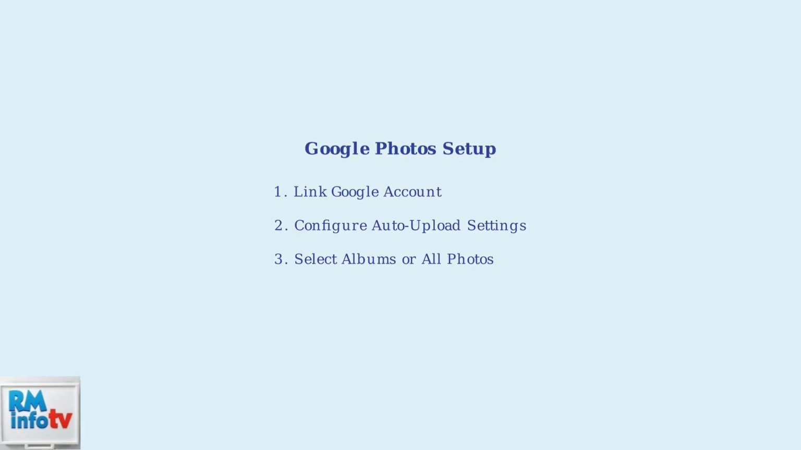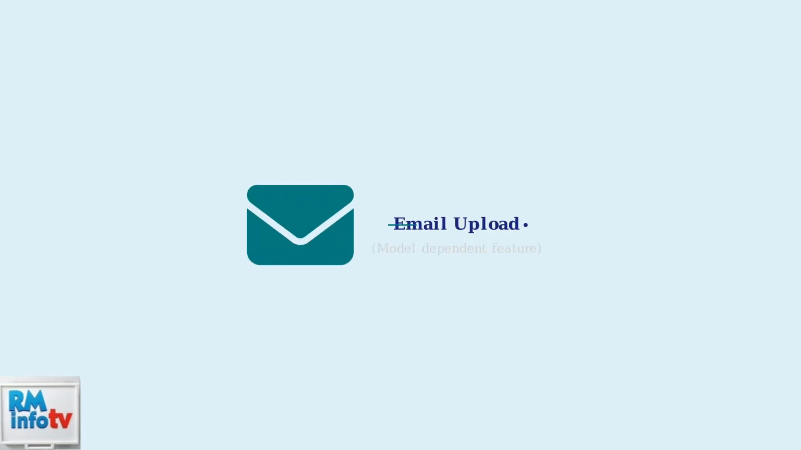To set up Google Photos integration, you'll link your Google Photos account to your Aura frame and configure settings for automatic uploads. You can choose to sync all new photos or select specific albums to share with your frame. Finally, some Aura frame models also support email uploads as an alternative method. This allows you to send photos directly to your frame using a unique email address, though availability depends on your specific frame model.